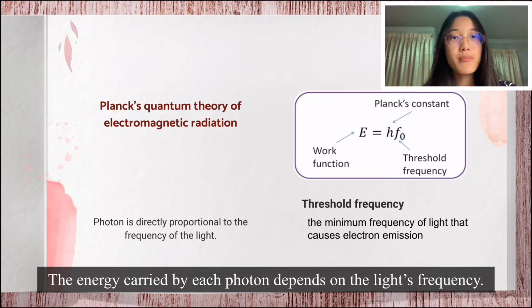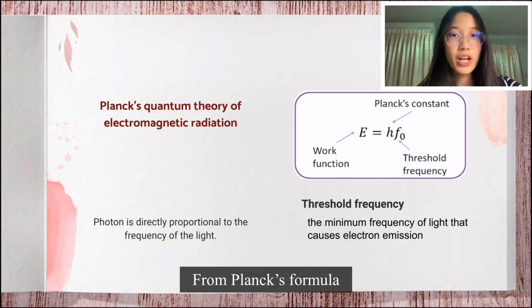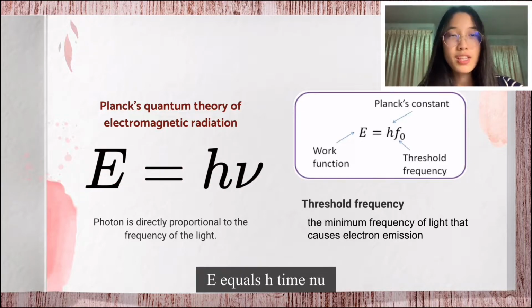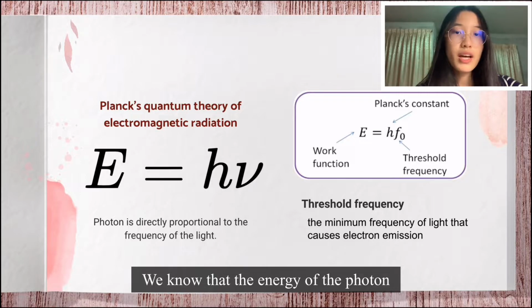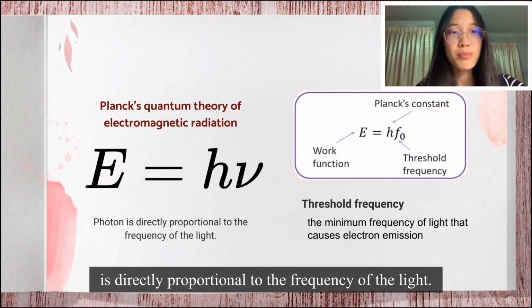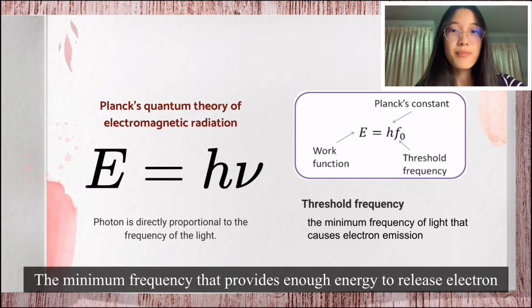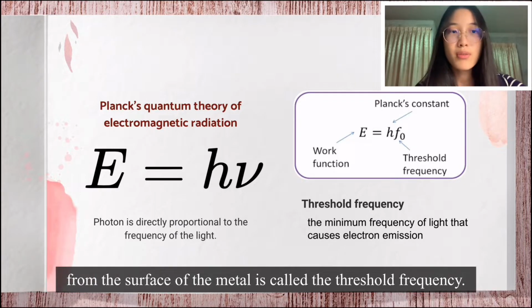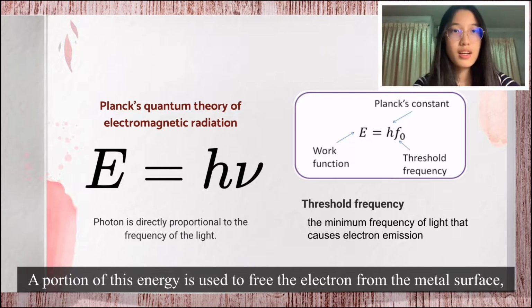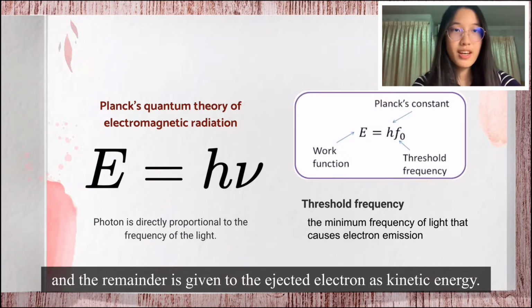The energy carried by each photon depends on the light frequency. From Planck's formula, E equals h times nu, we know that the energy of the photon is directly proportional to the frequency of light. The minimum frequency that provides enough energy to release electrons from the surface of the metal is called the threshold frequency. A portion of energy is used to free electrons from the metal surface, and the remainder is given to the ejected electron as kinetic energy.